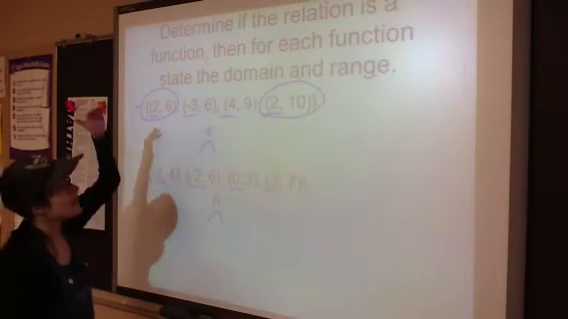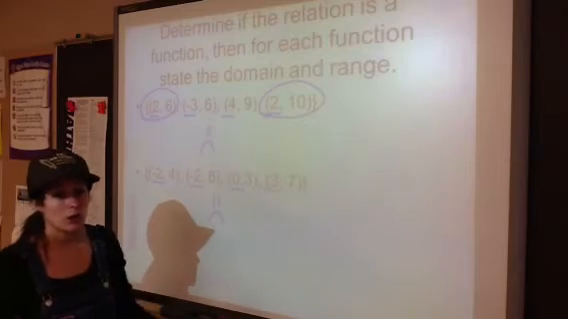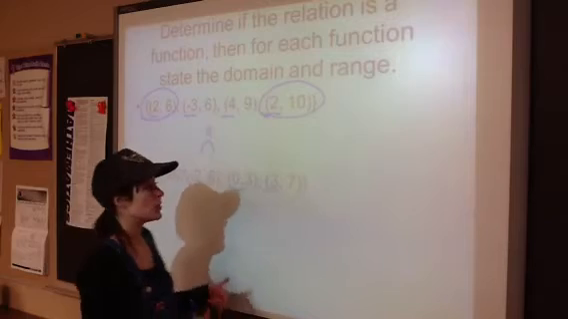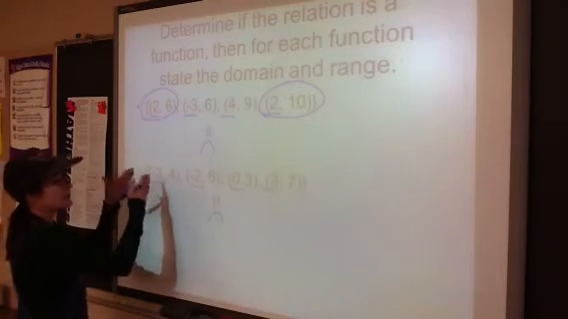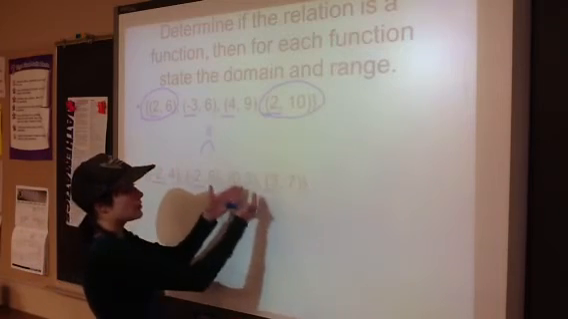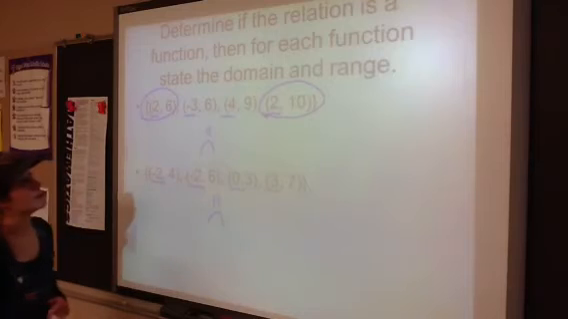So if they were functions and we had to state the domain, your domain are your x values and your range are your y values. So I would simply just say my domain is -2, 0, and 3. My range is 4, 6, 3, and 7. So that's how you state the domain and range if it is a function.